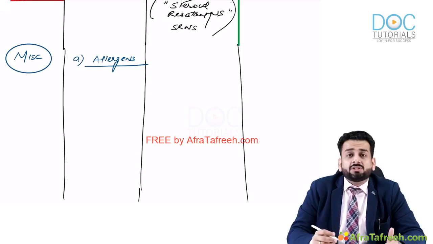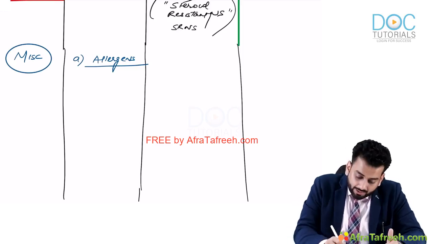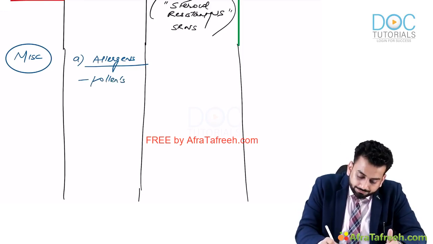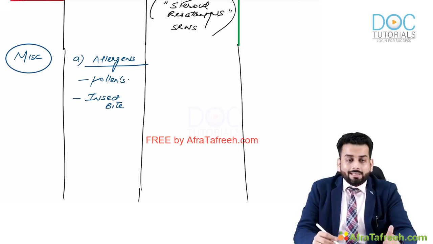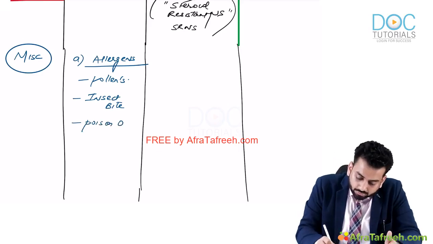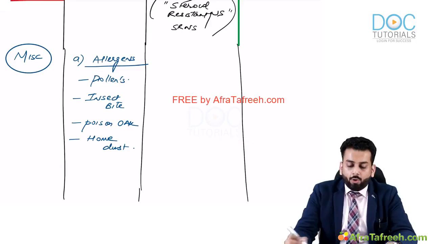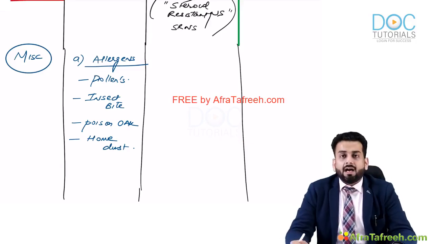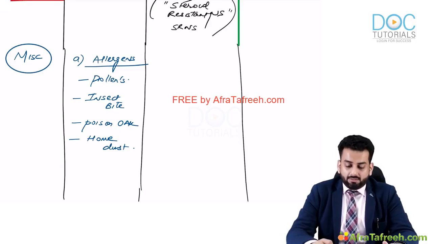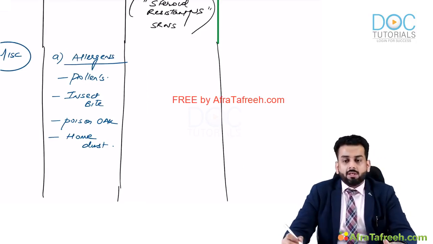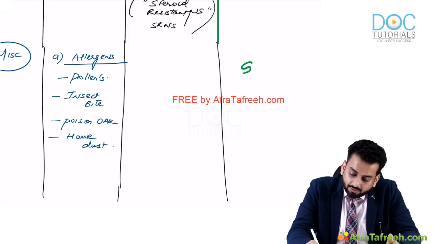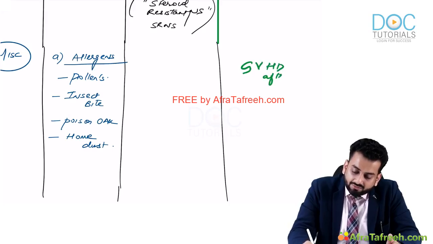Important allergens have been associated with minimal change disease, like the pollens, like insect bites, like poison oak. In fact, even house dust is said to be important in the etiopathogenesis of minimal change disease. With regard to membranous nephropathy, an important miscellaneous cause is graft versus host disease after hematopoietic stem cell transplantation.